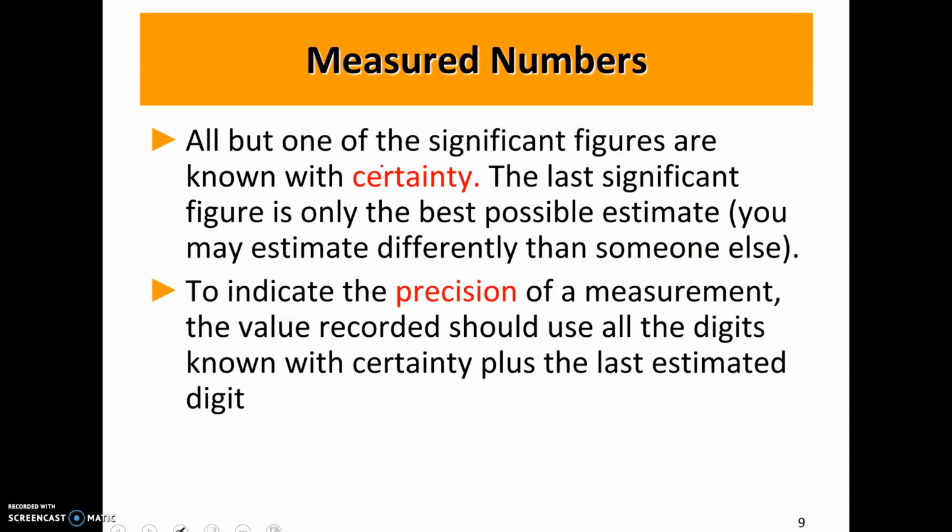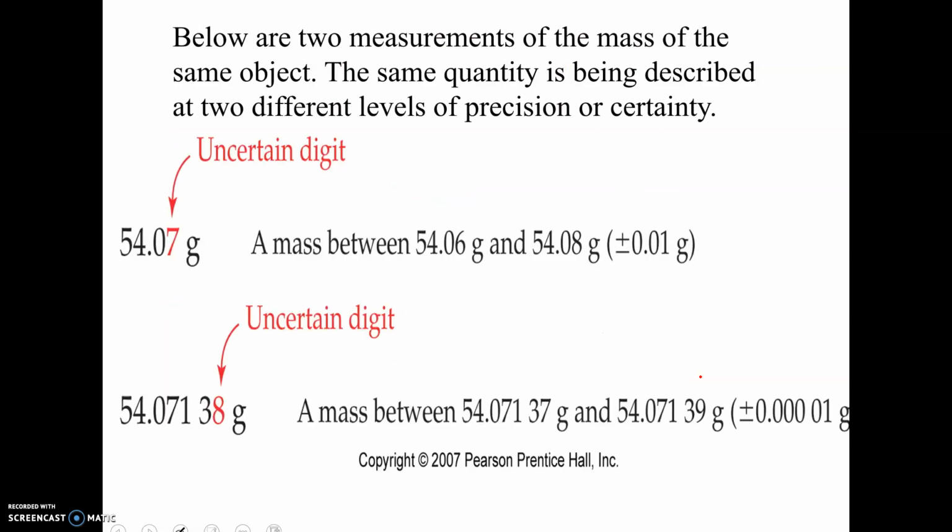So again, in numbers, all but one of the significant digits are the ones we know with certainty. And then our last one, remember, is our estimated digit. This will indicate the precision of our measurements. You're going to include all the digits you know plus the estimated digit. You always report your answer one digit beyond the scale, and then the reader knows that you were certain about everything except the last one, and the last one is your estimated digit. And you can see here, they're just showing you an example.